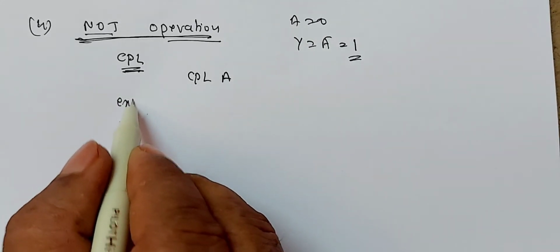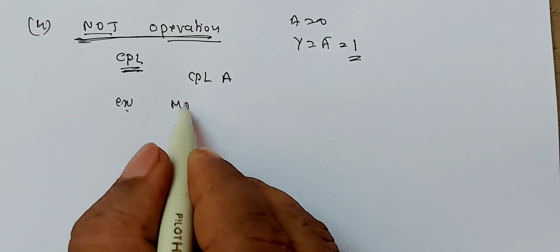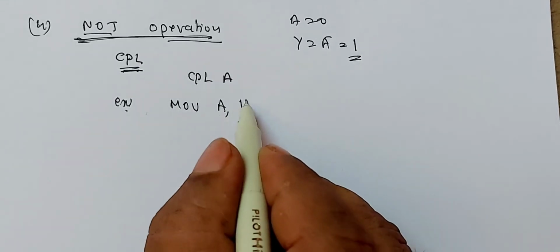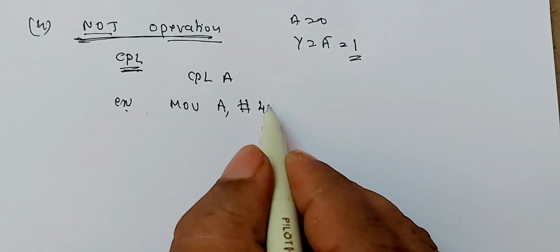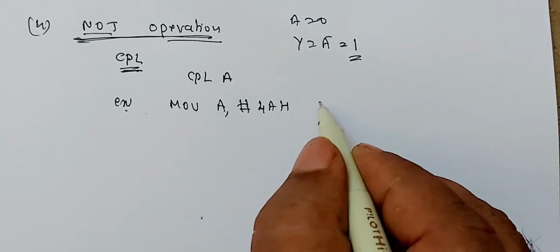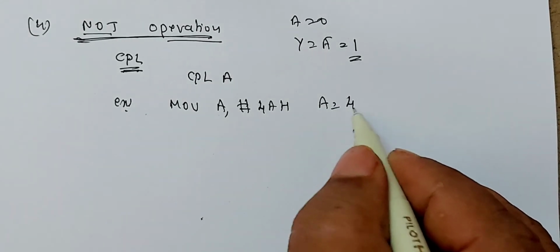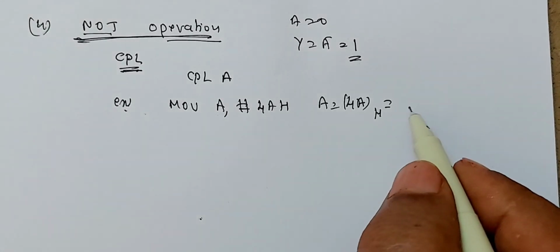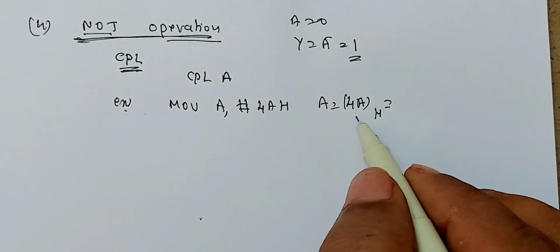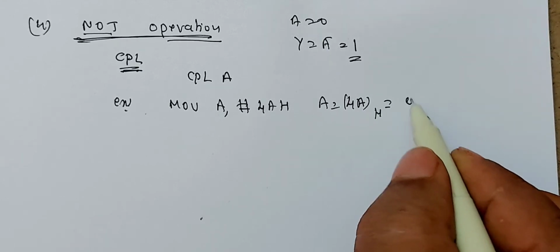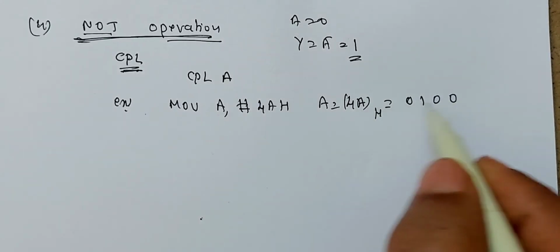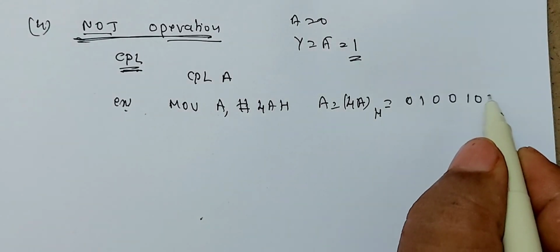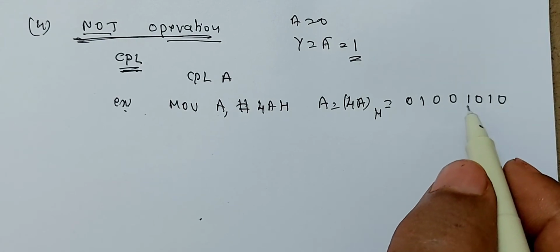Example, MOV A, #4AH. A contains 4AH. What is it bitwise? All logic operations are bitwise. Therefore, you have to express it in bitwise. 4 means 0, 1, 0, 0. A means 10: 1, 0, 1, 0.